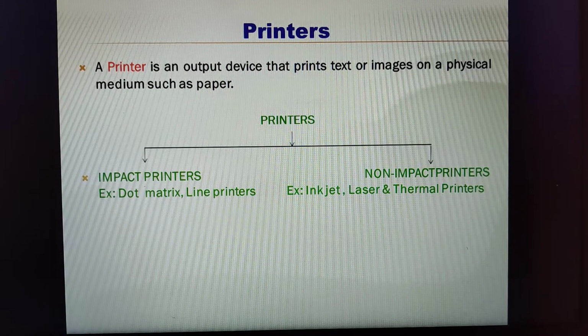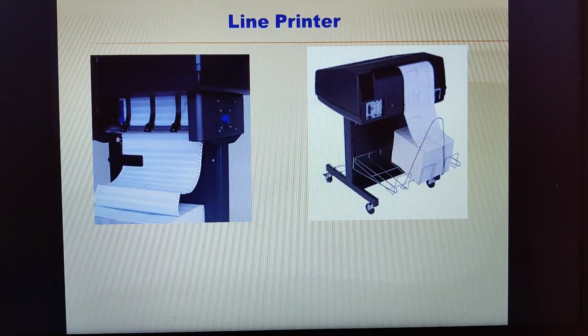Now let us discuss their examples one by one. First we are going to discuss the impact printers. Here we are going to discuss the line printers. So what are these line printers? What is their speed? Where exactly are these line printers used?